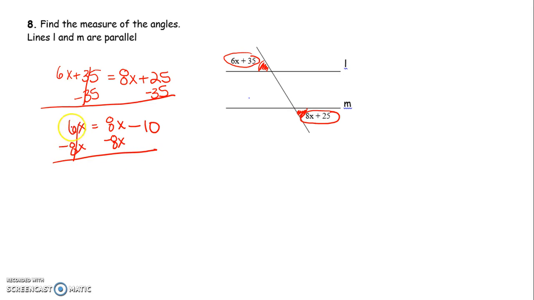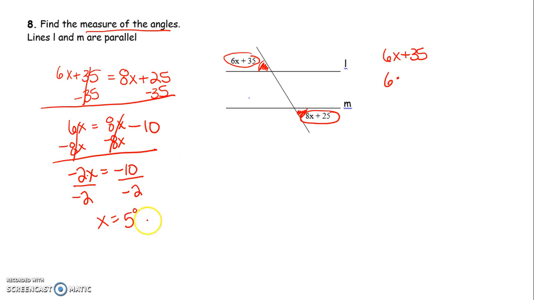6x minus 8x is negative 2x. 8x minus 8x zeroes out. And on this side, I'm left with negative 10. To get x all by itself, I'm simply going to divide this side by -2 because it's -2 times x. We undo multiplication with division. I'm going to divide the left side by -2. I'm going to divide the right side by -2. So x equals negative times a negative is a positive. 10 divided by 2 is 5. So x would be 5 degrees, but they want the measure of the angles. So this angle right here is 6x plus 35. That would be 6 times in place of x.